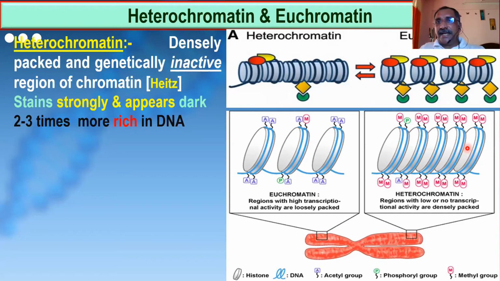It has more DNA and absorbs more stain. These nucleosomes are very closely packed over there. Very thick it is, and such a thick area we call heterochromatin.